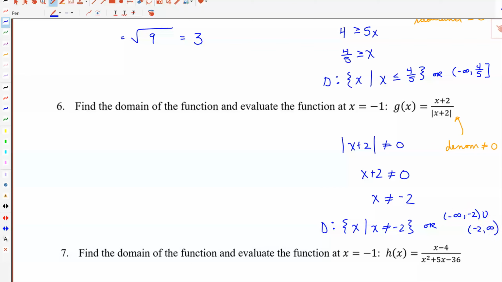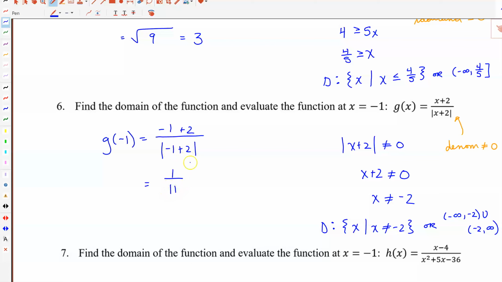Alright, so now let's evaluate the function. They asked us to find g of negative 1, which means everywhere I see x, I'm going to plug in negative 1. So I'm going to have negative 1 plus 2 in the numerator, and in the denominator I'll have negative 1 plus 2, and I'm going to take the absolute value of that. Upstairs I have negative 1 plus 2, which is 1. Downstairs, negative 1 plus 2 is 1, but I still have to take the absolute value of it.